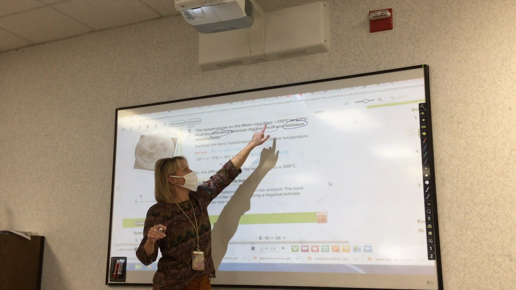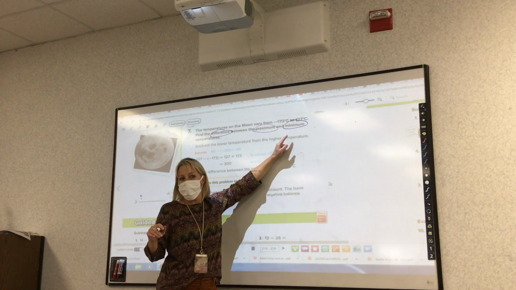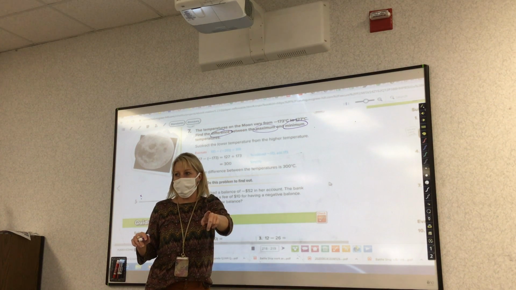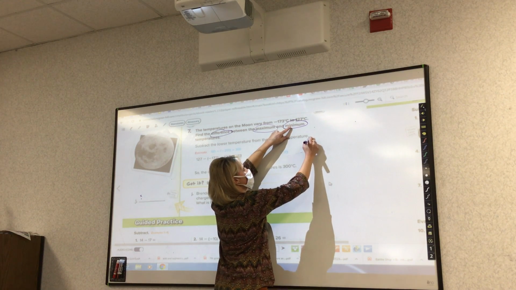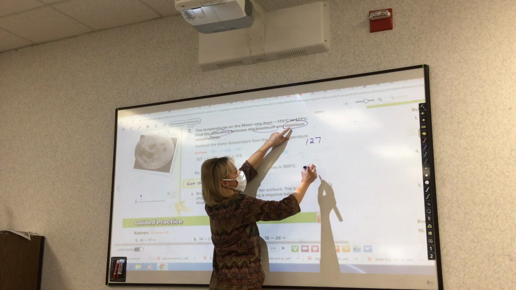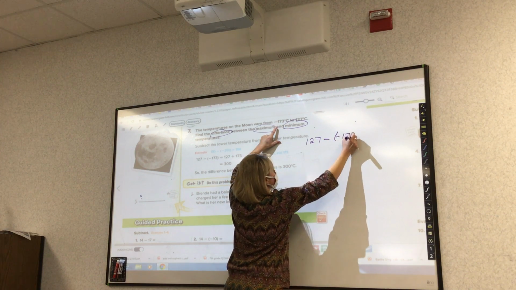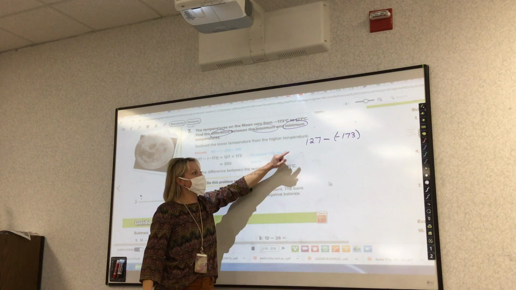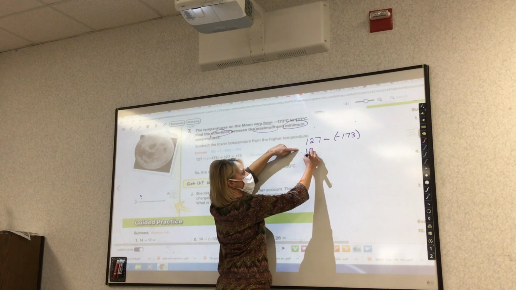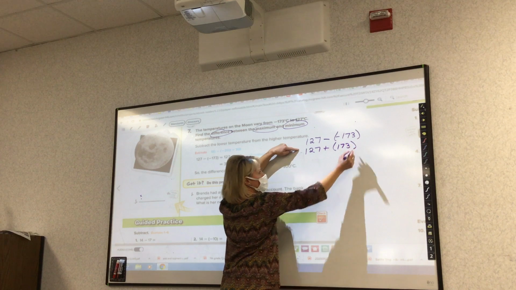Maximum number, is it a negative 173 or a 127? It is not the negative. Be careful. It is the 127. Subtracting a negative 173. Okay? Then we're going to keep, change, right?